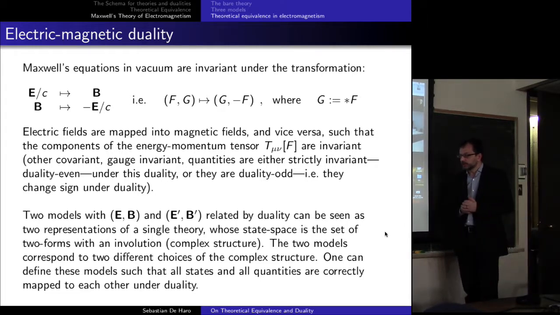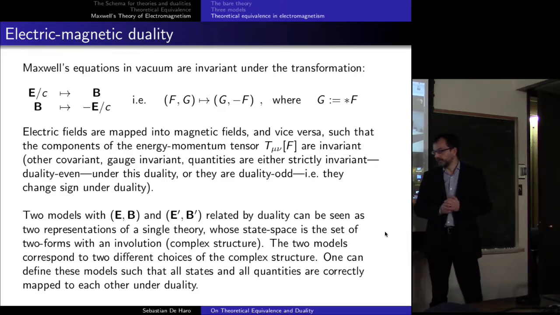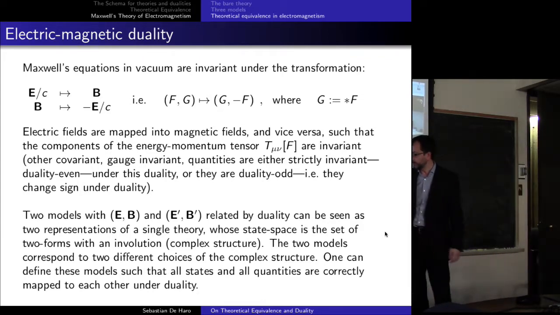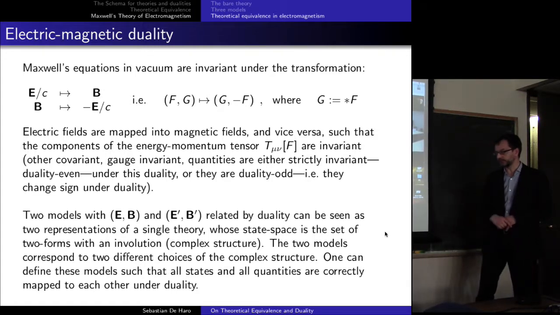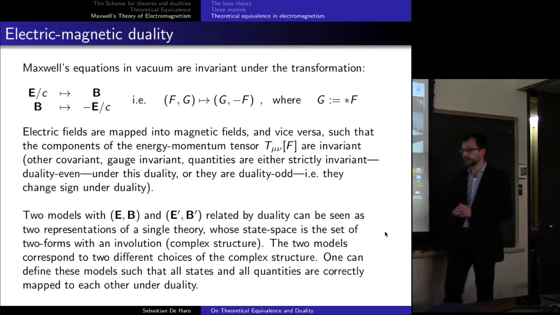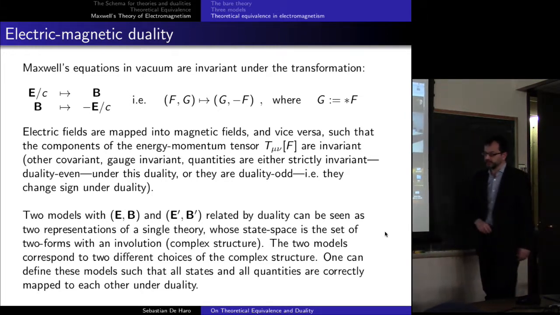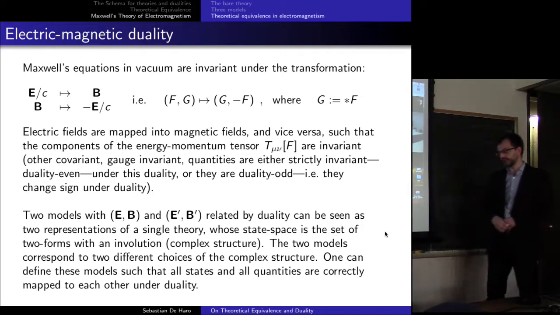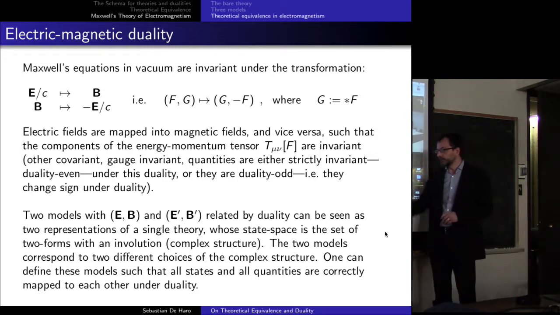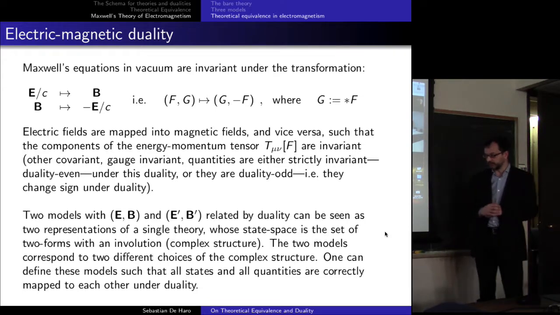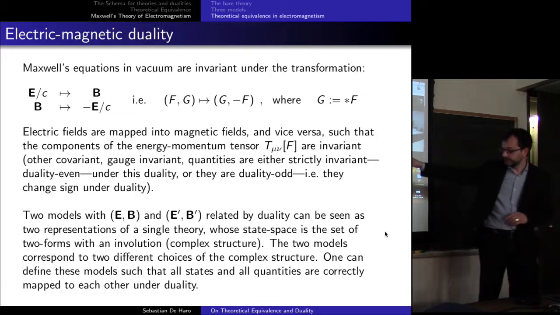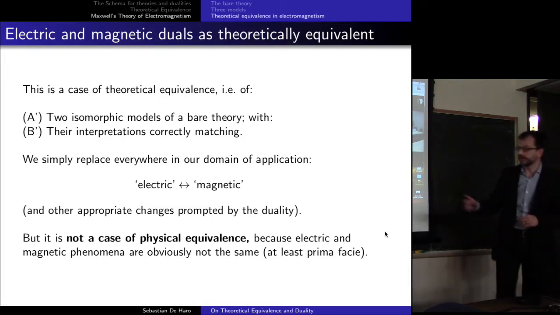So the two models, E, B and E prime, B prime, related by duality can be seen as two representations of a single theory. What is the single theory? Well, I'm not going to formulate it in its formal details, but it's a theory whose state space is the set of two-forms with an involution. And this involution is a complex structure. So the two models correspond to two different choices of the complex structure. And one can define these models such that all the states and all the quantities are correctly mapped onto each other under the duality. So in that sense, you can say that these models are dual in my sense.